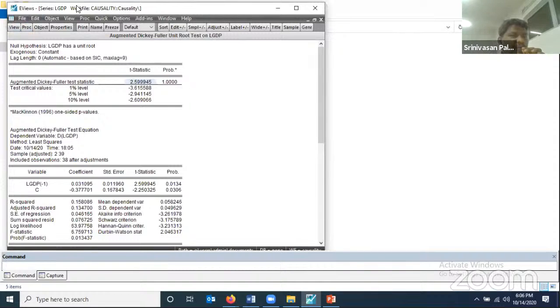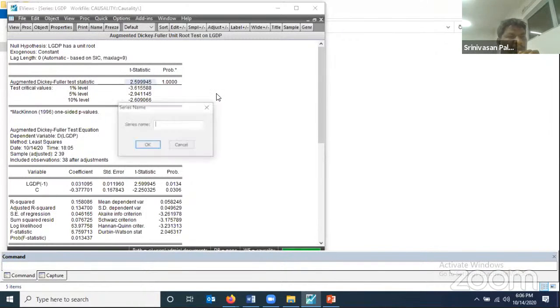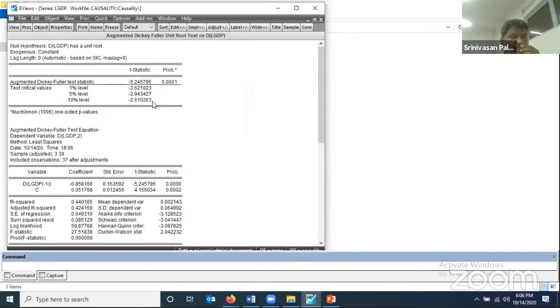So what you have to do is go to View, Unit Root Test, and choose LGDP again. Since the level is not stationary, I go for the first difference. Now it is stationary. You can see the computed value is greater than the critical values at 1%, 5%, and 10%. So it is found to be stationary. This is the unit root test.